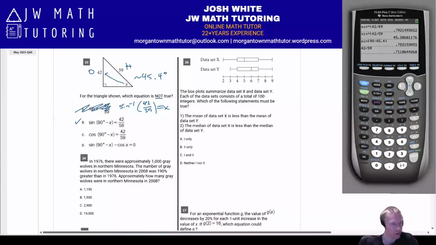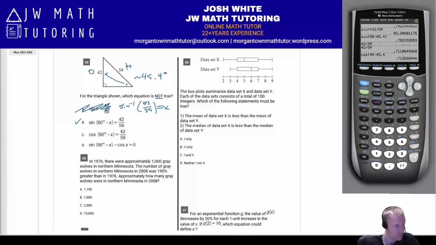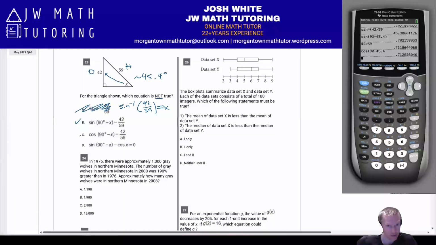I mean, we do want to double check and make sure it's not due to rounding. So I'm going to check the other two, just to make sure that the other two are correct and therefore not the answers to the problem. So now I'm going to do the cosine of 90 minus the 45.4. Okay, notice now I get 0.71202. That is very, very close to 0.71186. And if I had used the exact amount, in other words 45.386811176, I should have gotten the exact same value as 42 over 59. So letter C is a true statement. Therefore, we can eliminate it from the answer choices.